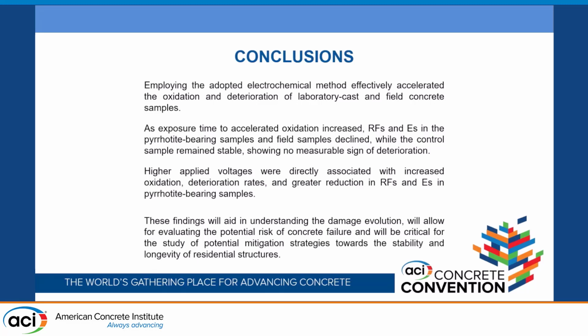Higher applied voltages were directly associated with increased oxidation and increased deterioration rates, and greater reductions in RFs and Es were also correlated with the samples having higher voltages. That's the ones having pyrrhotite in them.